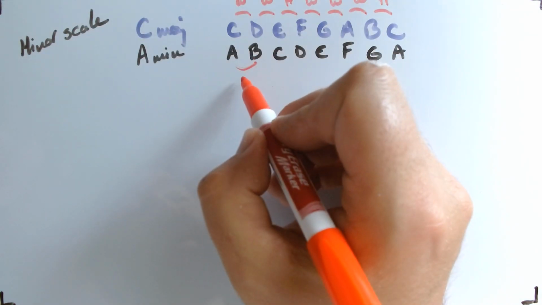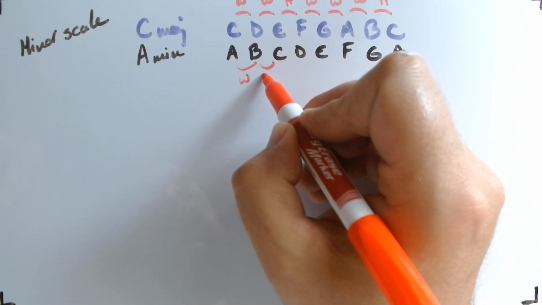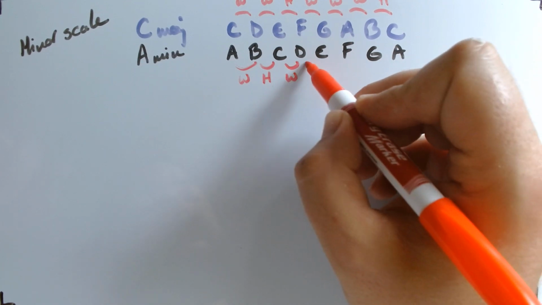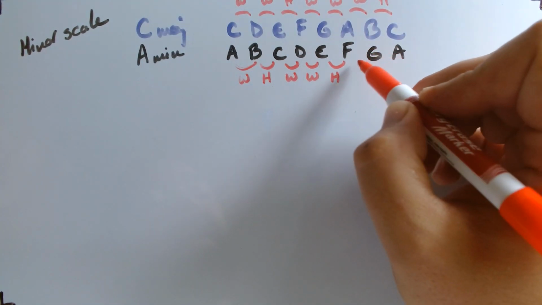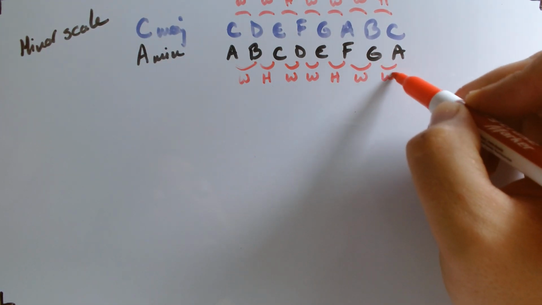the interval between an A and a B is a whole. Between a B and a C is a half. Between a C and a D is a whole. D and an E is a whole. E and an F is a half. F and a G is a whole. And then we're going to resolve with another whole.